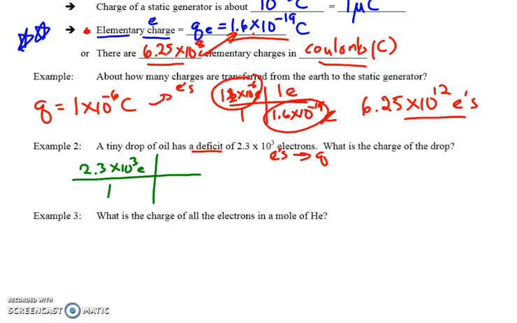Then I've got 1 electron per coulombs, but I want to put the 1 electron on the bottom because I want those to cancel out. And I'm going to put 1.6 times 10 to the negative 19th coulombs here. Since they're both on top, I'm going to multiply those two numbers, and I get 3.68 times 10 to the negative 16th coulombs. So a lot of charges still gives me a small amount of coulombs. It's 2,000 times greater than that of 1 electron.